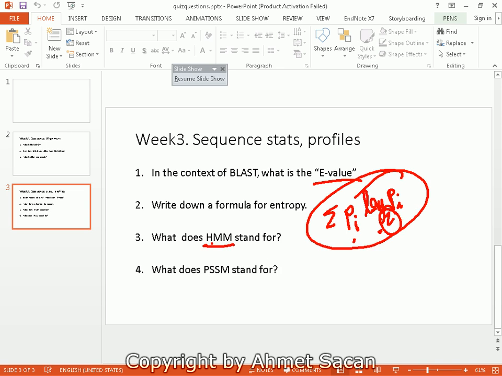HMM stands for hidden Markov models, and PSSM stands for position specific scoring matrix. All right, so you can score the quizzes, and there are 4 questions, each of them having 2.5 points. So you can give the total score of 10.